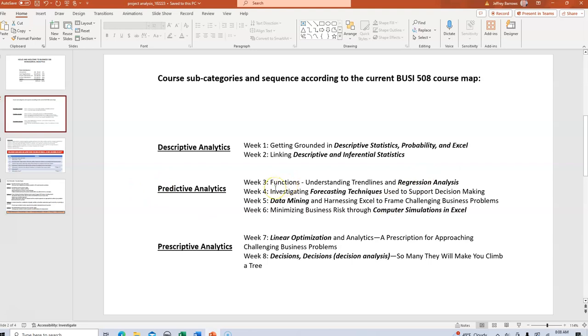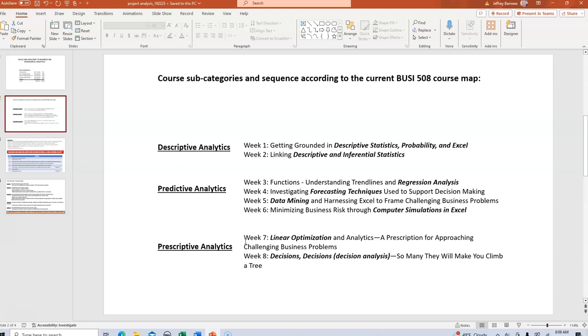Weeks 3 through 6, we'll spend some time in predictive analytics, and that really boils down to 4 different analytical techniques: linear regression, forecasting, data mining, and computer simulation that we'll do in Excel. And those are considered to be predictive techniques based on the data that you have and the relationships among the variables. But we'll talk more about that as we get going. And then to conclude the course, weeks 7 and 8, linear optimization, and really a nice broad array of decision analysis techniques that we study in week 8.